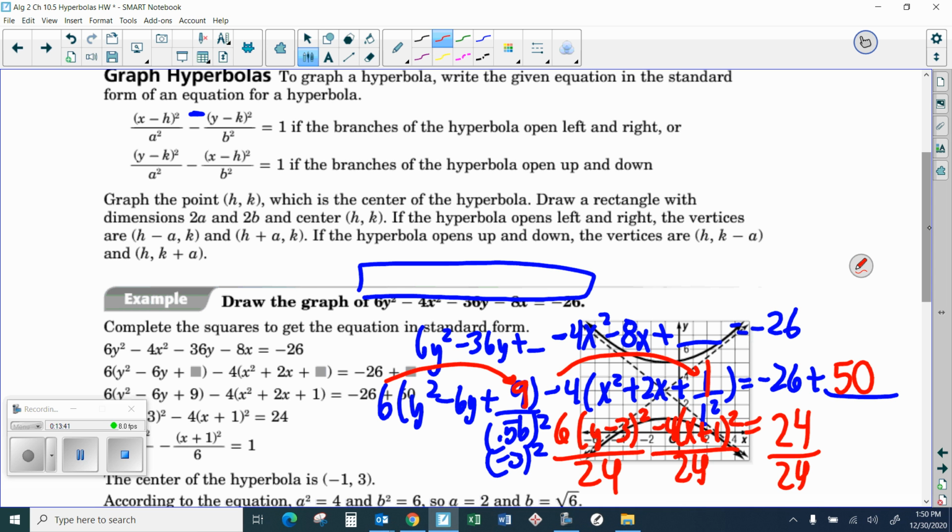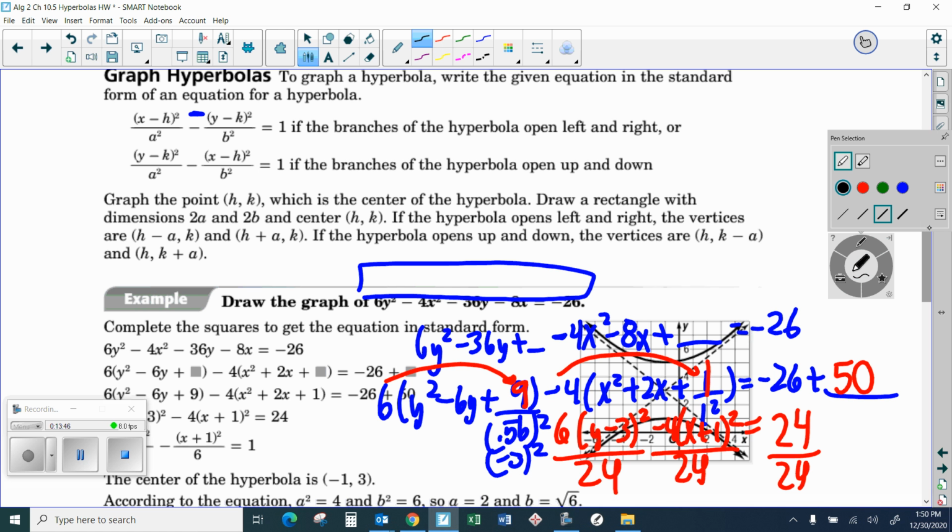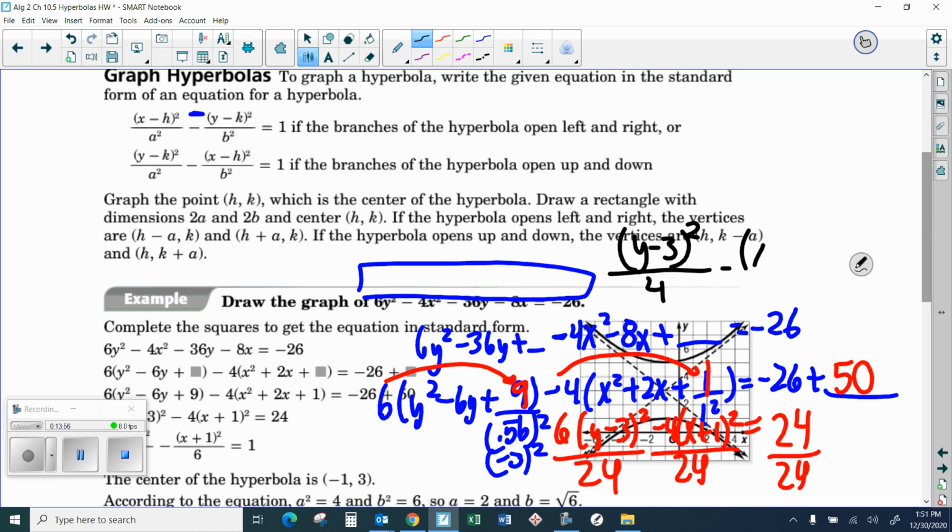Okay, so I'm running out of room down there, so I'm just going to write it up here. 6 cancels with the 24. So I have y minus 3 squared over 4 minus, the 4 cancels with 24 six times, x plus 1 squared over 6 equals 1. Now I have it in my standard form.